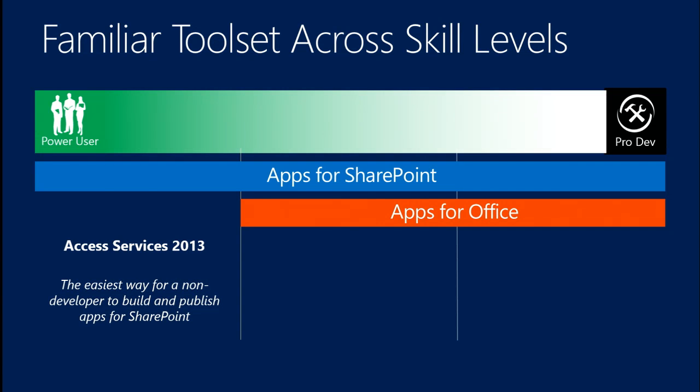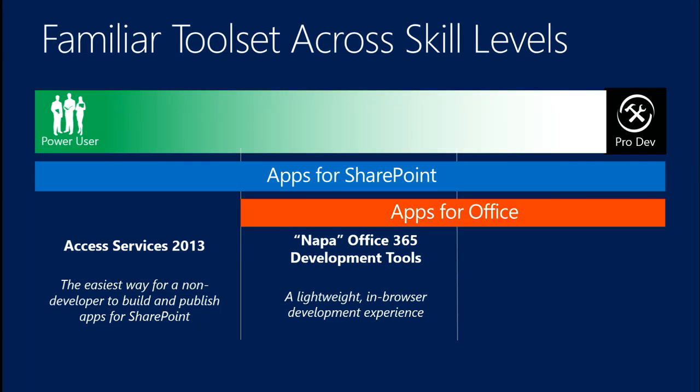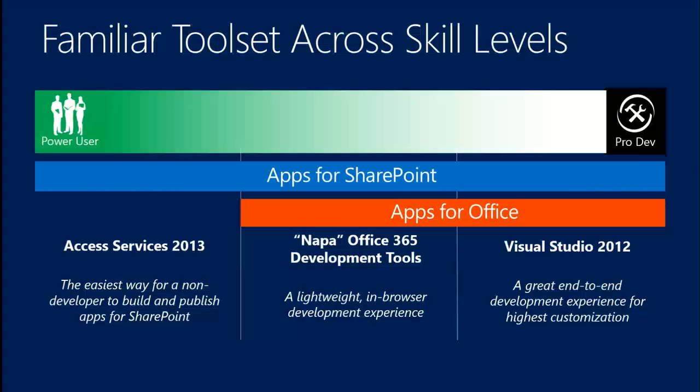So Access Services 2013 is for the power user or the simple, less than power user like me, focusing on apps for SharePoint. Napa is focusing on a solution for Office, apps for Office, for a little bit more talented developer. And then you have the Visual Studio user, the developer, who can do things for Access, SharePoint, and Office, but they're using a tool that's really catered to their needs as a professional developer. Our focus, solving all these problems, but making sure it's easy for that power user, or just left of power user, to actually build apps in SharePoint with Access.